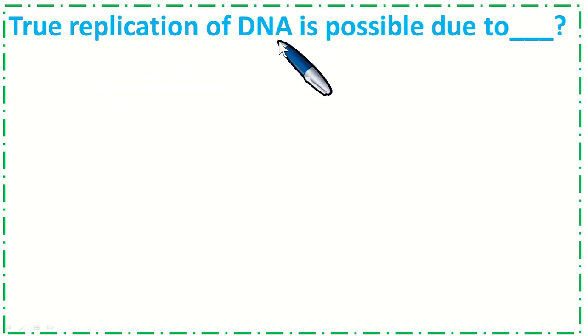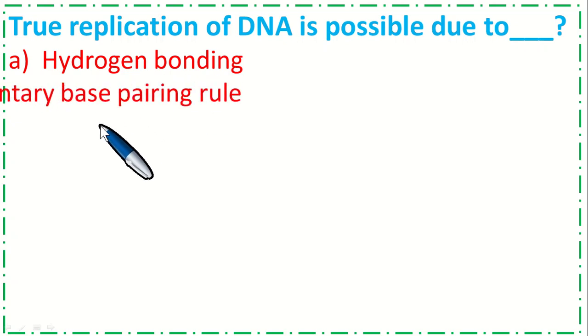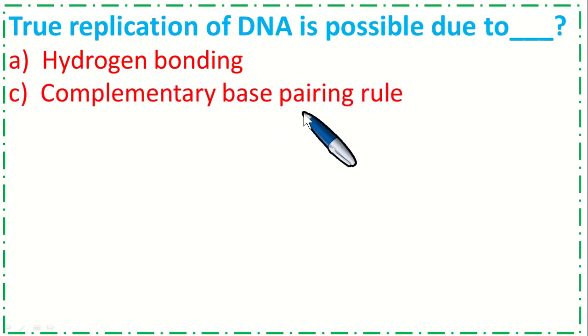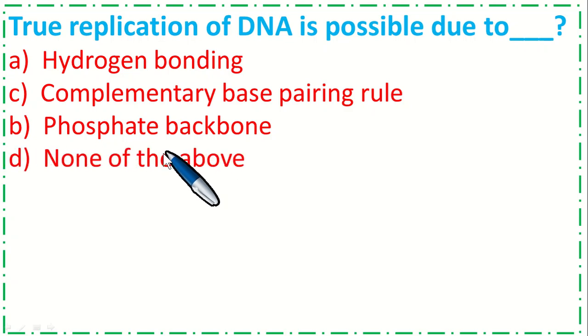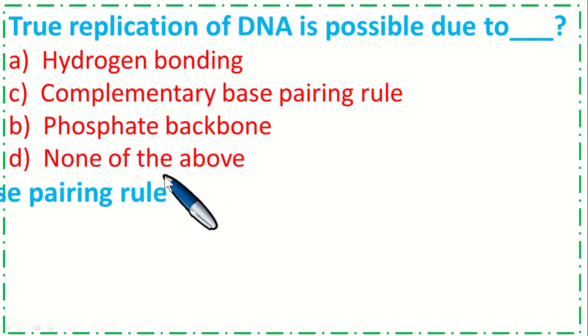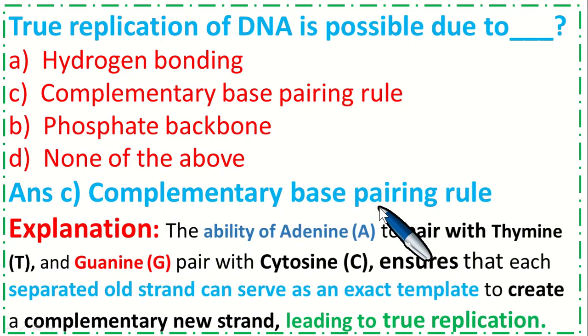True replication of DNA is possible due to option A, hydrogen bonding, B, complementary base pairing rule, C, phosphate backbone, and option D, none of the above. So the correct option is B, complementary base pairing rule.